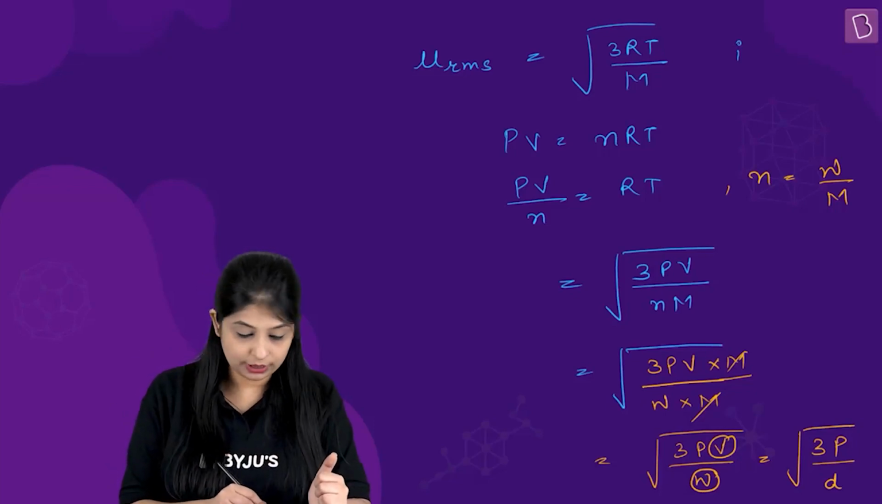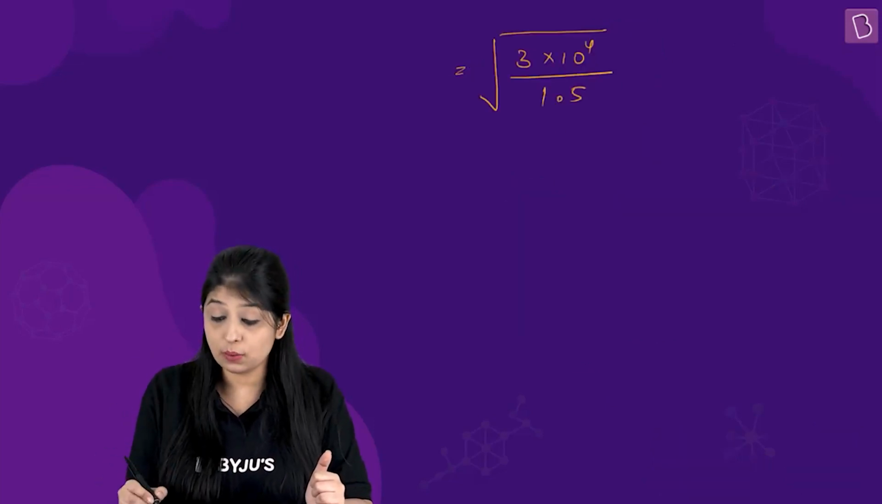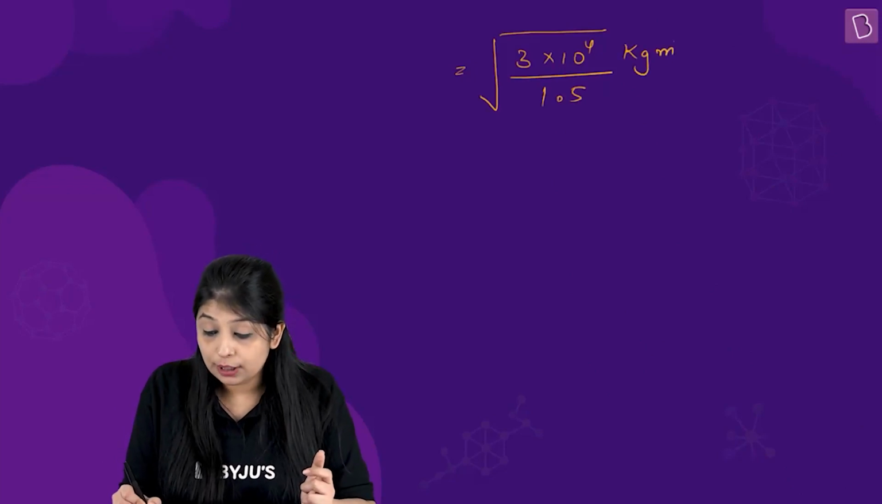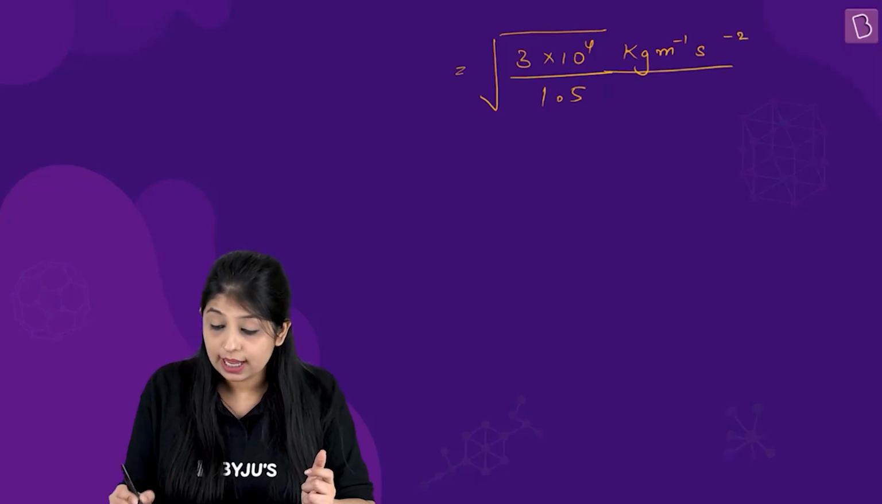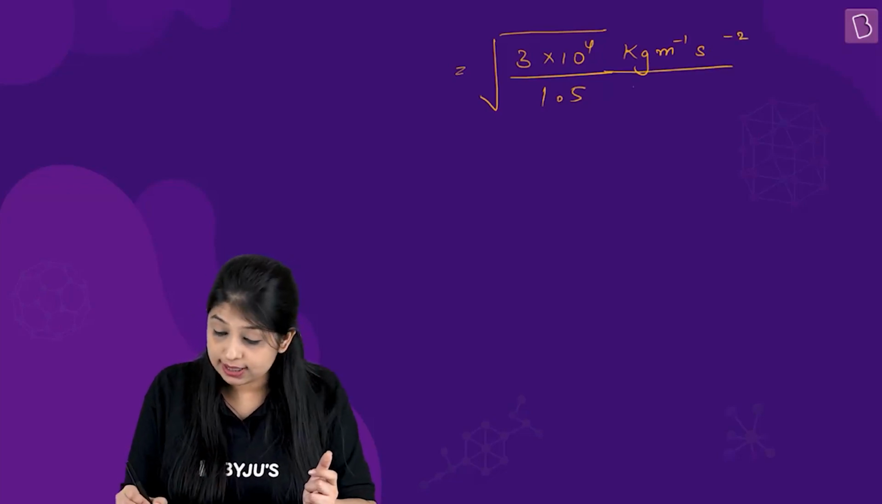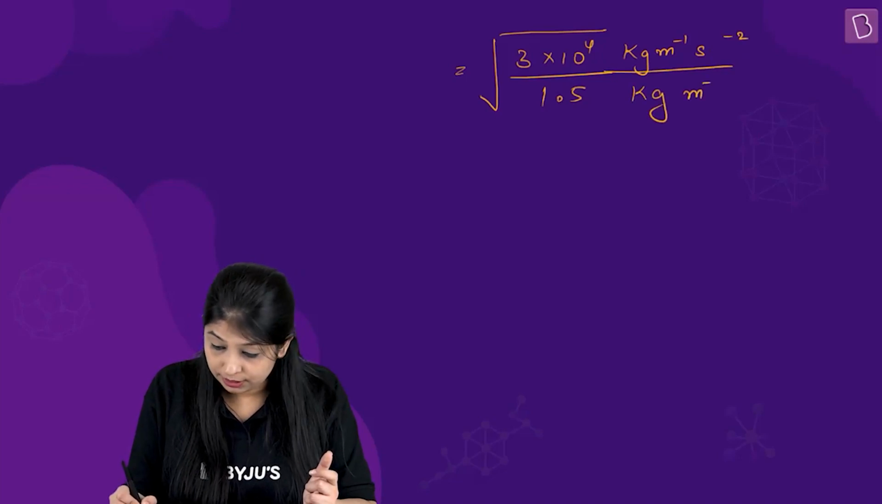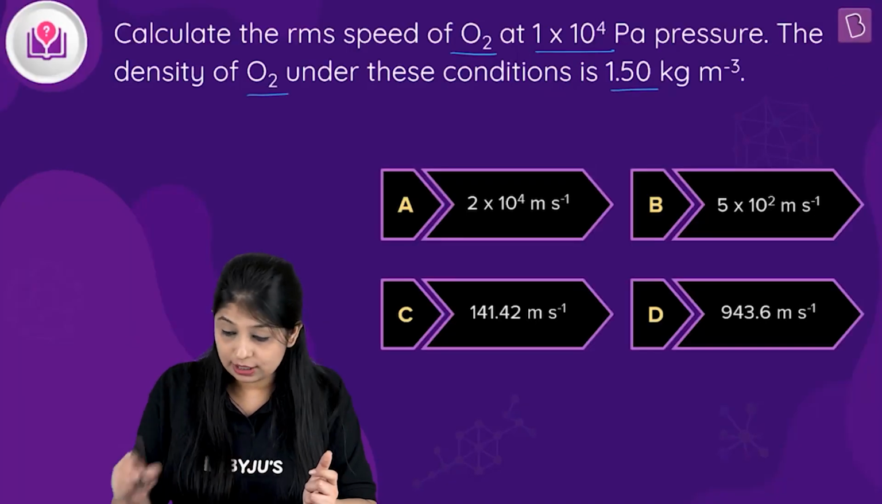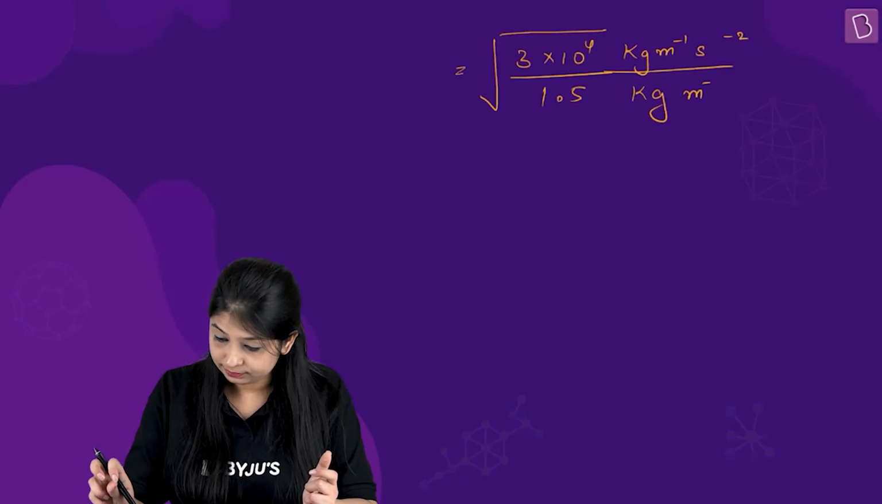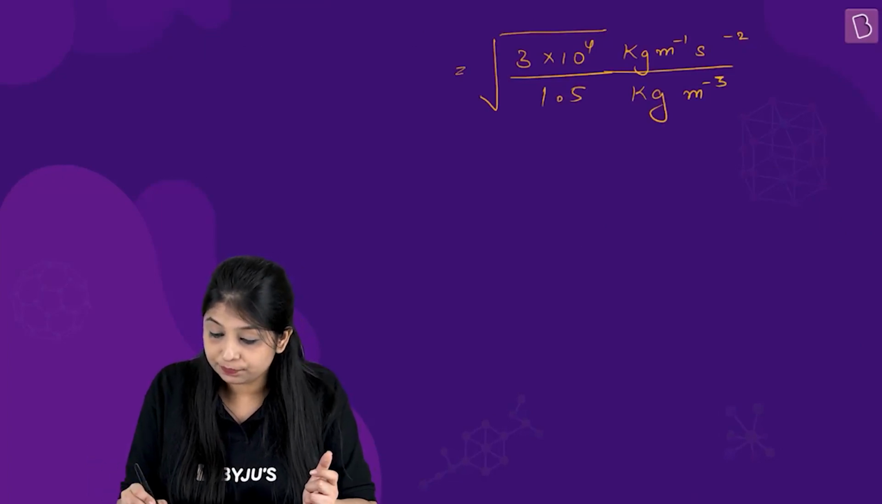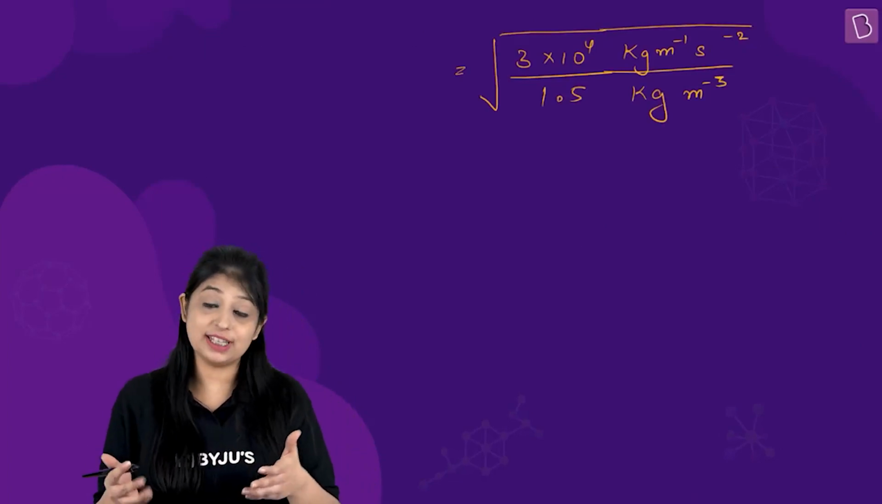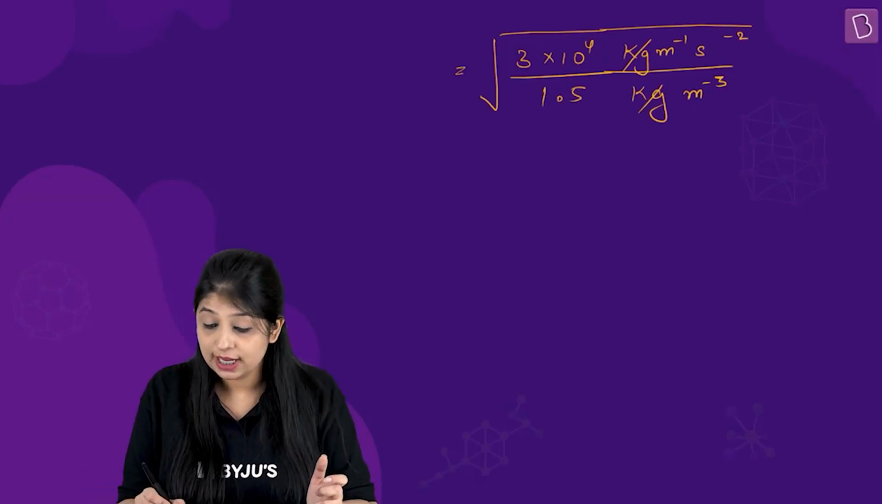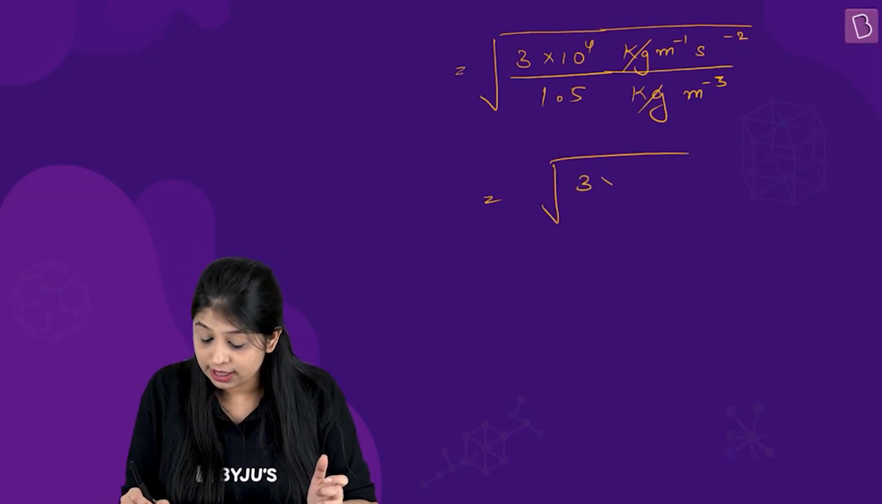Why? Okay, let's have a look here. So pressure is given to us in pascals, right? What is 1 Pascal? That is kg per meter second per second square, right? And here the density given to us is in kg per meter cube, right? So here if you see kg cancels out, right? And this comes out to be what? 3 into 10 raised to the power 4 upon 1.5.